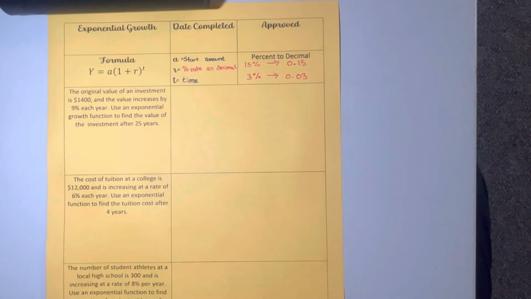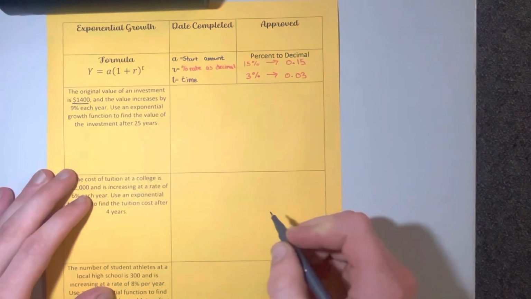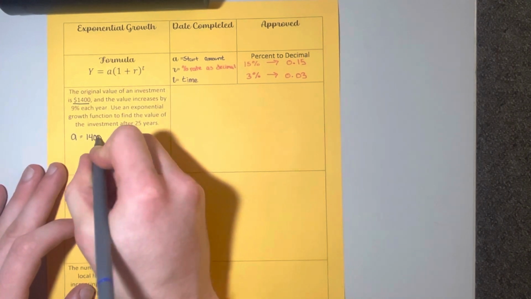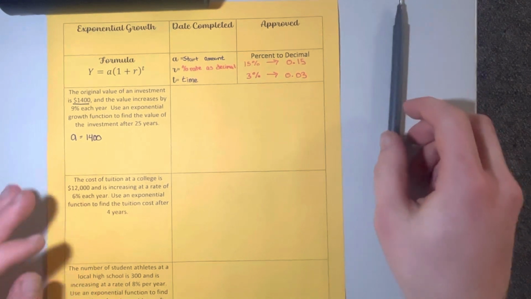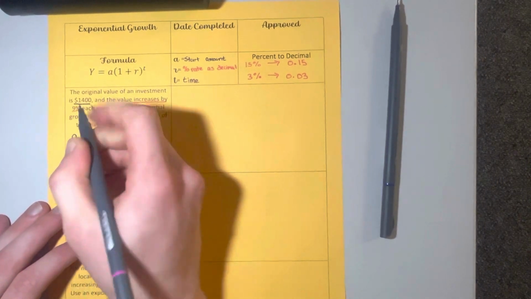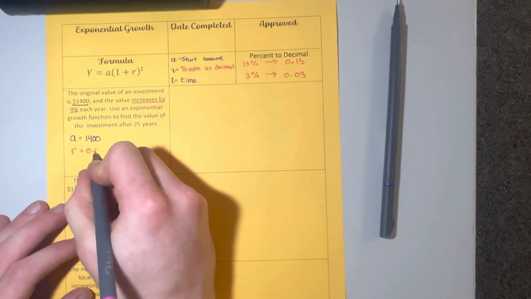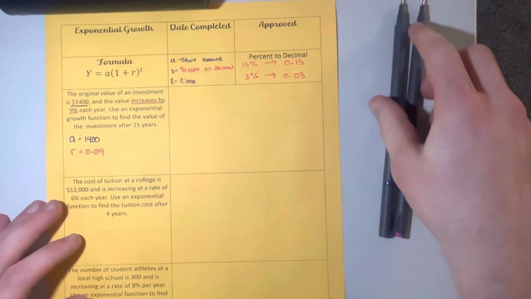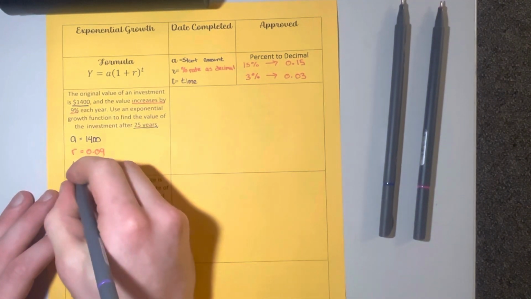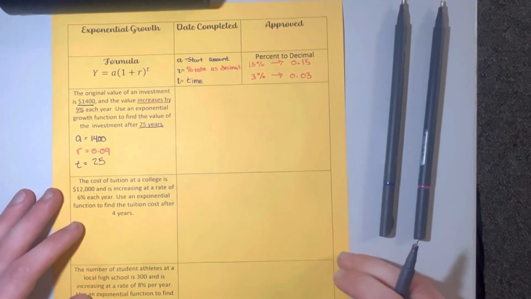So what we'll do is figure out what was our starting amount. A equals 1,400. What was my rate? How quickly was it changing? That would be our increases by 9%. So rate equals, remember we're gonna write it as a decimal, 0.09. And then what's my time? Since it says 25 years, we will put T as 25.